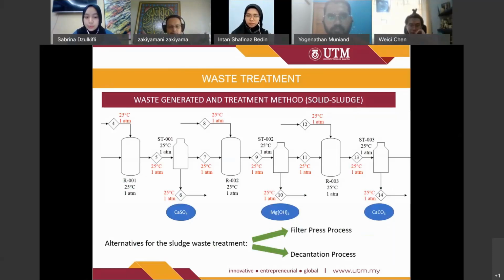This is the waste treatment for solid sludge phase. Solid sludge waste is generated during the brine purification process. The impurities of the brine, which are calcium sulfate, magnesium hydroxide, and calcium carbonate, are being separated from the main brine through a settling tank. The alternative for the sludge waste treatment is either filter press process or decantation process before being sent to the landfill. This is to reduce the volume of the solid waste by separating the liquid and the solid.